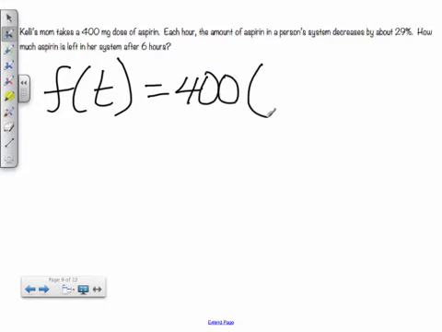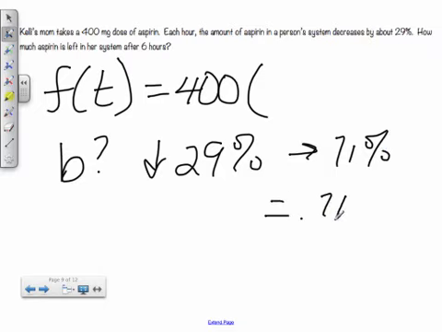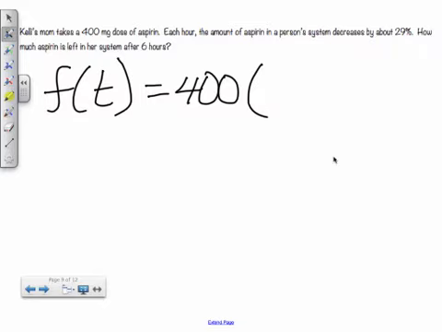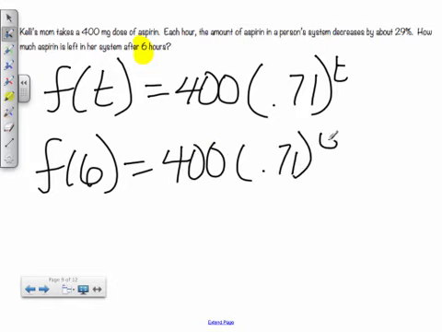Now the question is, what is the B value? Well, the B value is how much it's decreasing by. So it's going down by 29%, which means that there is 71% of the medicine left in your system, which is 0.71. So this right here is your B value. So I'm going to say that the formula is going to be 400 multiplied by 0.71 raised to the t power. So I'm going to figure out what f of 6 is because it asks you after 6 hours. Okay, so it's 400 multiplied by 0.71 raised to the 6th power.